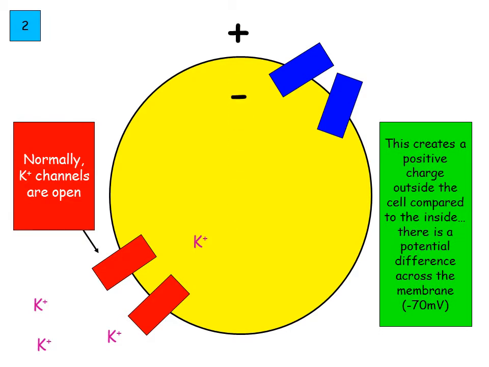We say there is a potential difference across the membrane, and the size of the potential difference is minus 70 millivolts. Basically the outside is 70 millivolts more positive than the inside, or you could say the inside is 70 millivolts more negative than the outside.